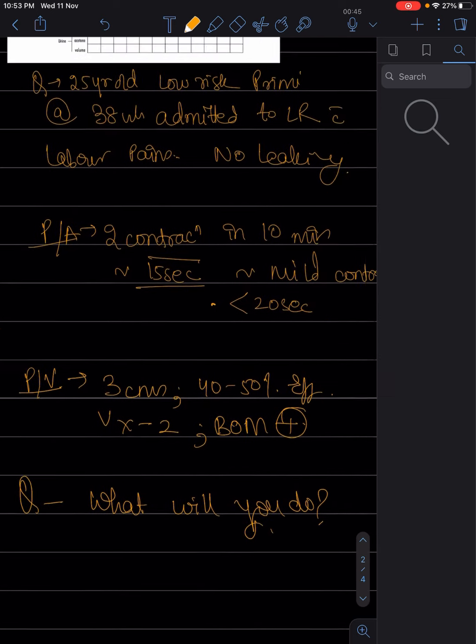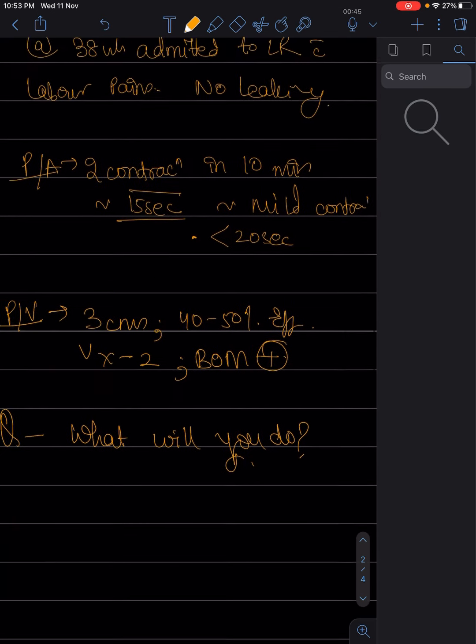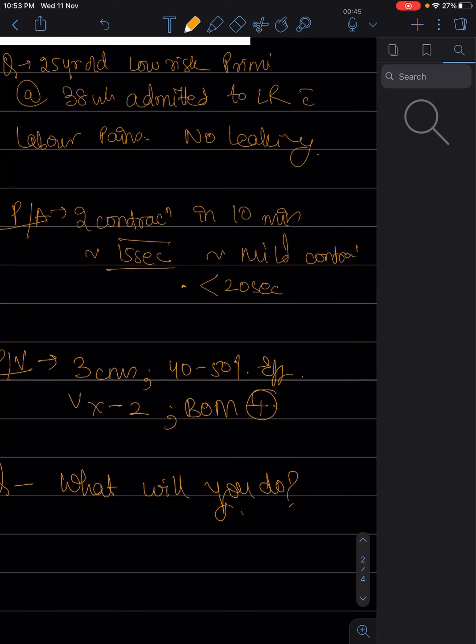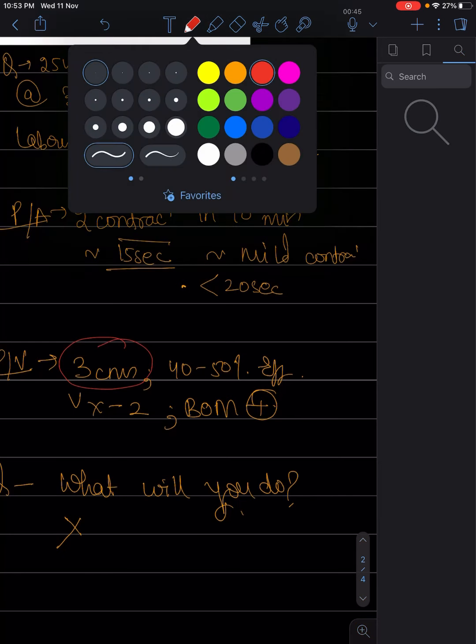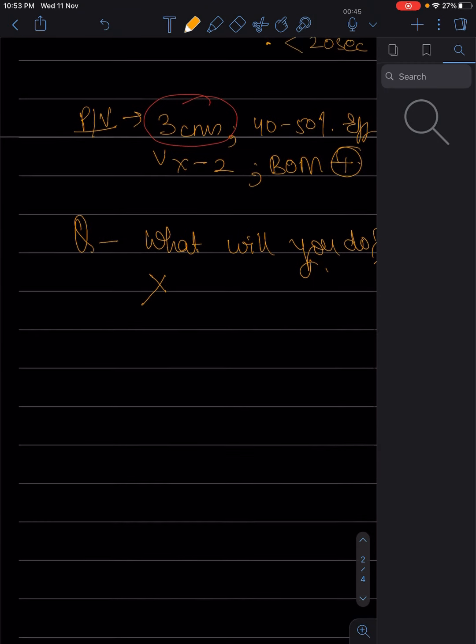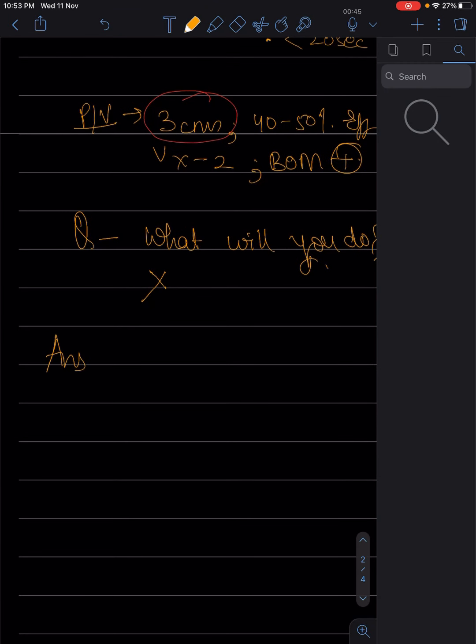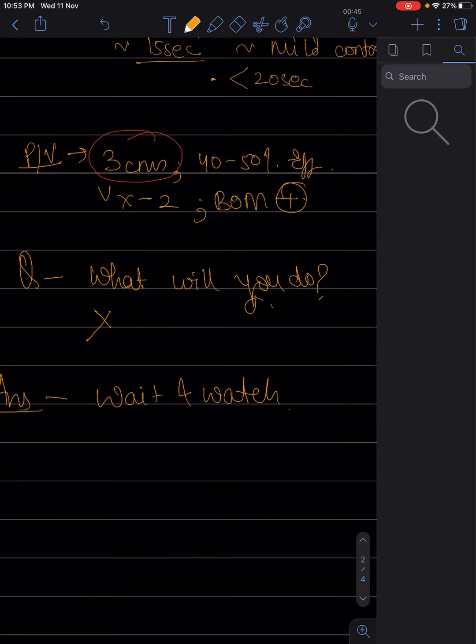Will you start charting the partogram? First of all, that is the question, and the answer is no. We will not start charting the partogram. Why? Because she is 3 centimeters dilated. She has not even gone into active labor. So we'll do nothing. Besides the partogram, are we supposed to do anything? We just wait and watch. She is in latent phase. We'll do nothing about this patient, right?